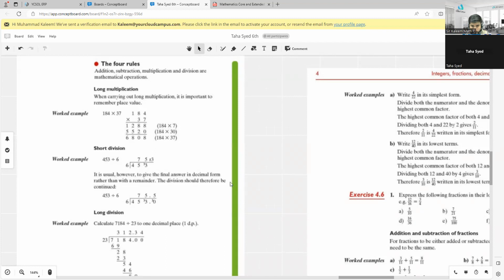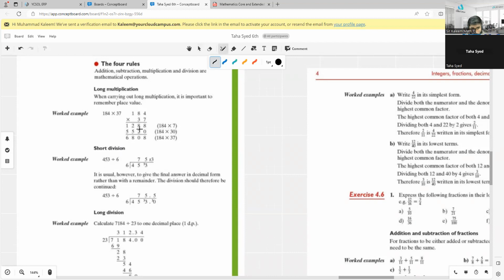Hello sir. Today we will discuss the four rules. I think you already know about this one. You know about the board mass. I think you discussed with me also. So firstly, we have a long multiplication. This one is known as a long multiplication, or you can also say that this one is a column multiplication.